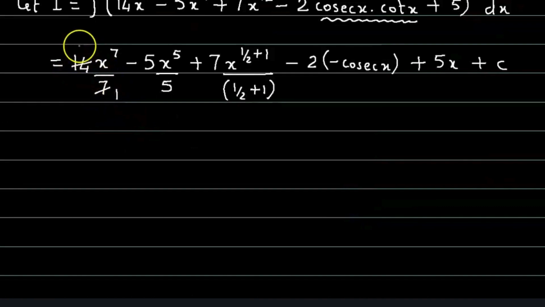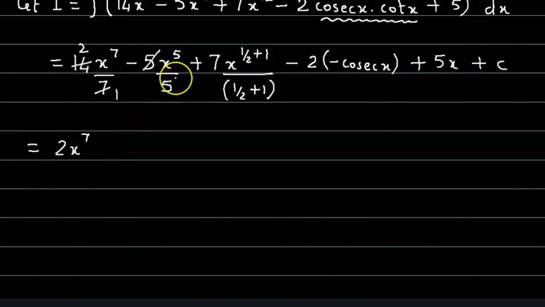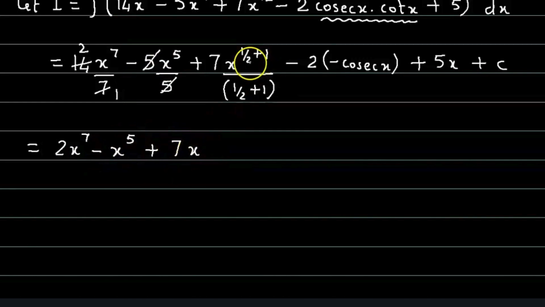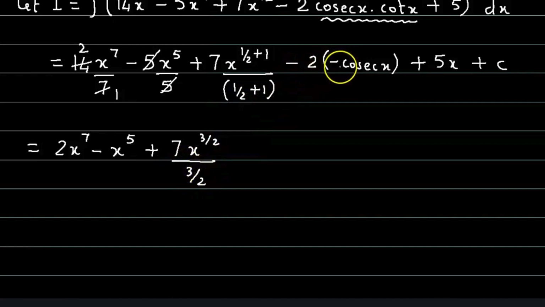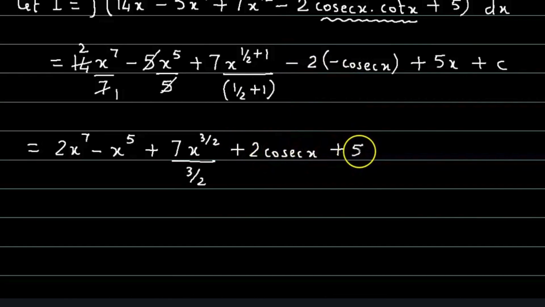7 1s are 7, 7 2s are 14. So the first term is 2 times x raised to 7. 5 cancels with 5. So we have minus x raised to 5 plus 7 times x raised to, now half plus 1, that becomes 3 by 2 divided by again half plus 1. So that's 3 by 2. Now minus 2 into minus cosec x, that becomes plus 2 times cosec x plus 5x plus c.